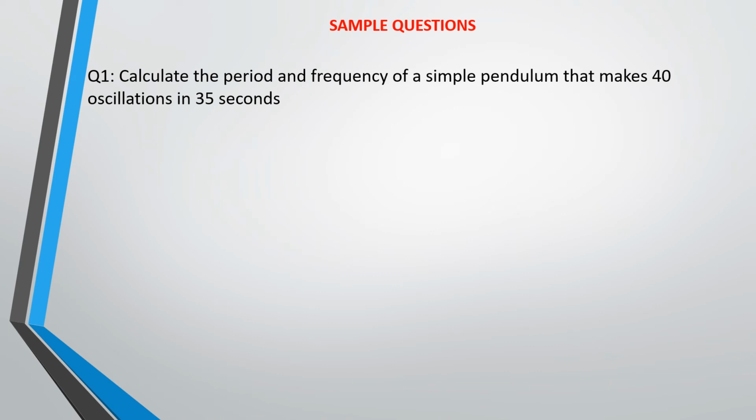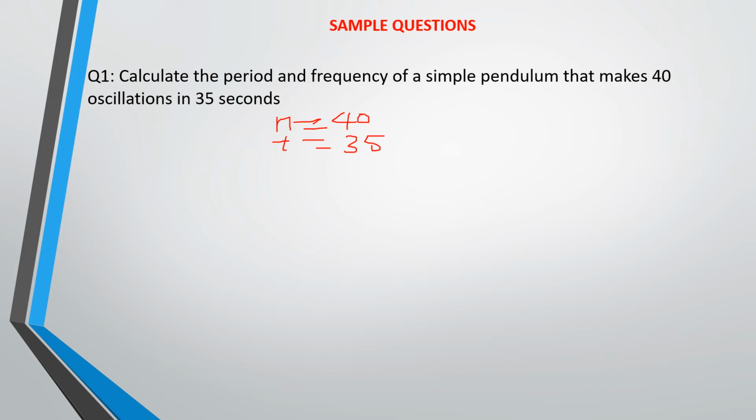Okay, so this is a sample question. Calculate the period and frequency of a simple pendulum that makes 40 oscillations in 35 seconds. So here you are given the number of oscillations, n, is equal to 40, and the time is equal to 35.